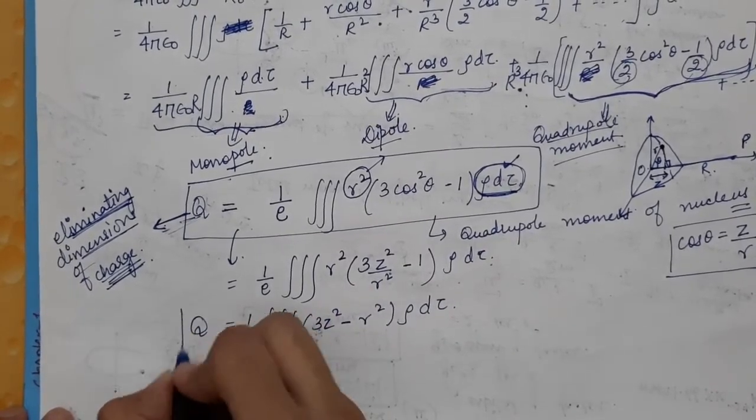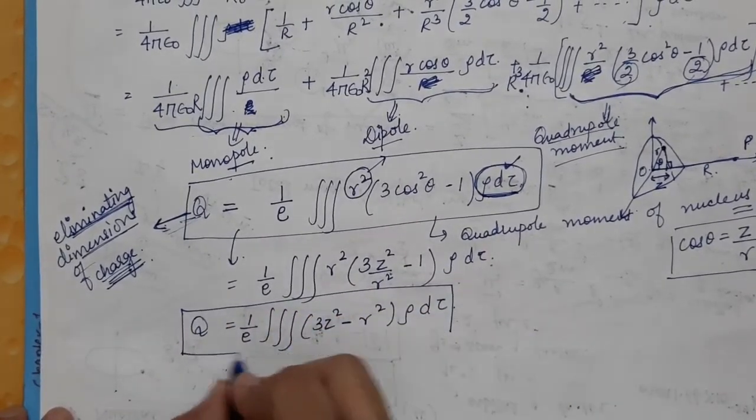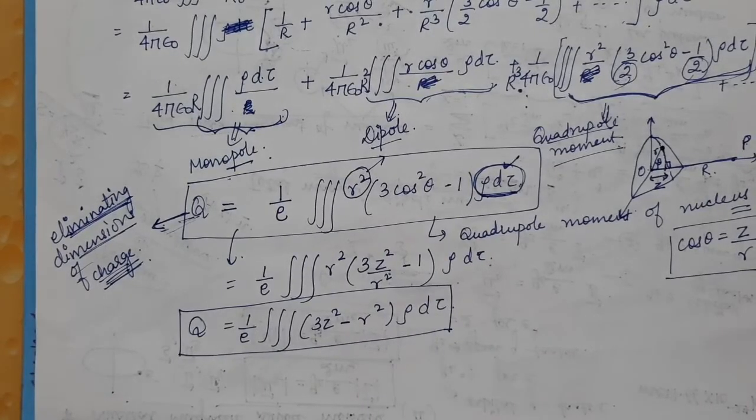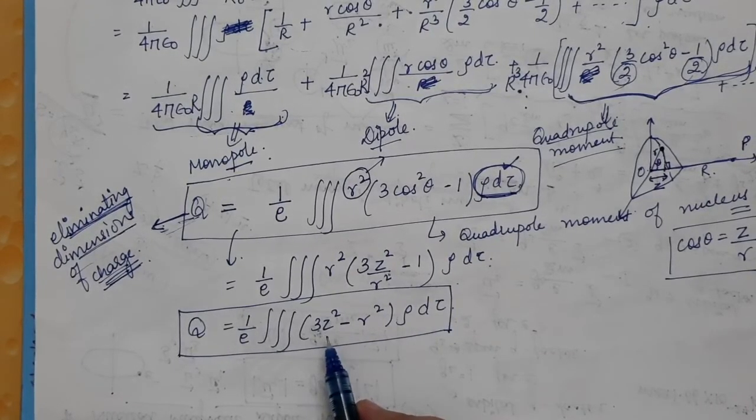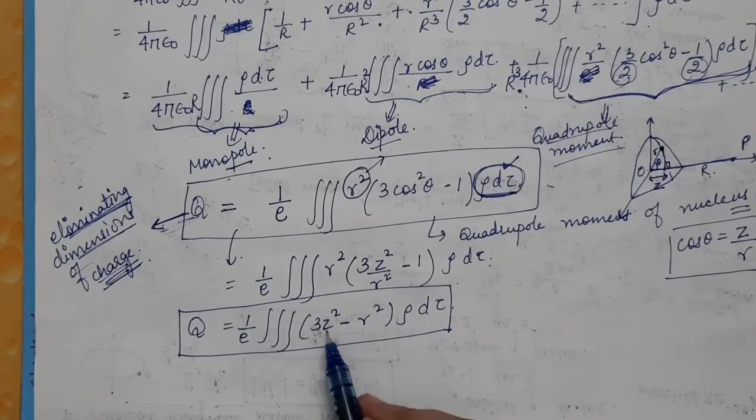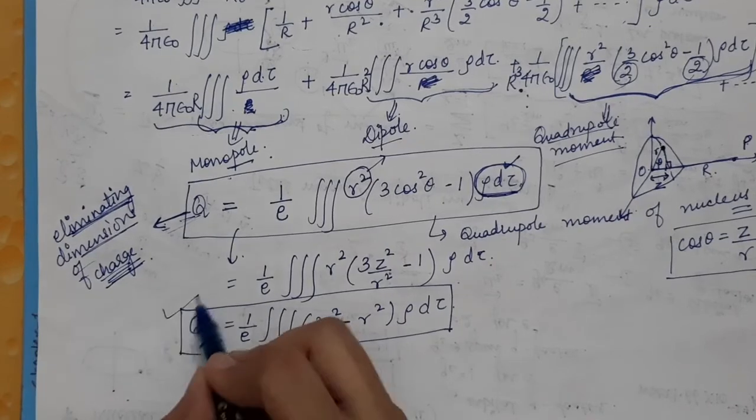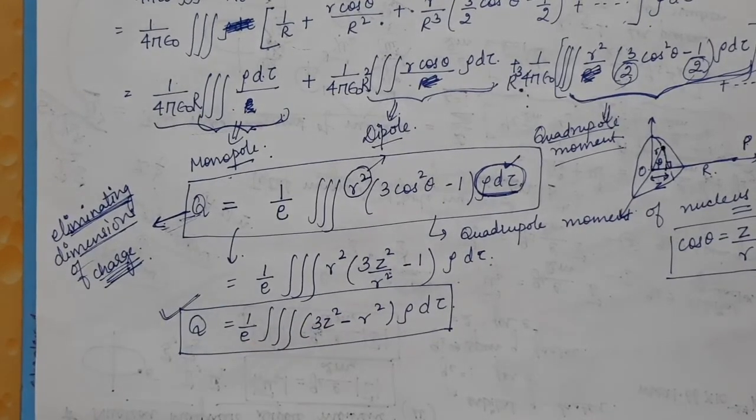So this is the electric quadrupole moment for the case of nucleus. Now z axis is the axis of the nucleus, that is, the spin of the nucleus is along the z axis. So this is the electric quadrupole moment.